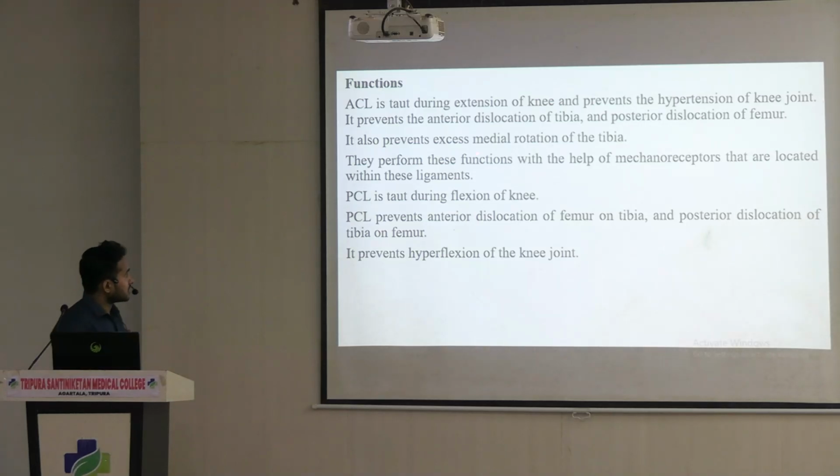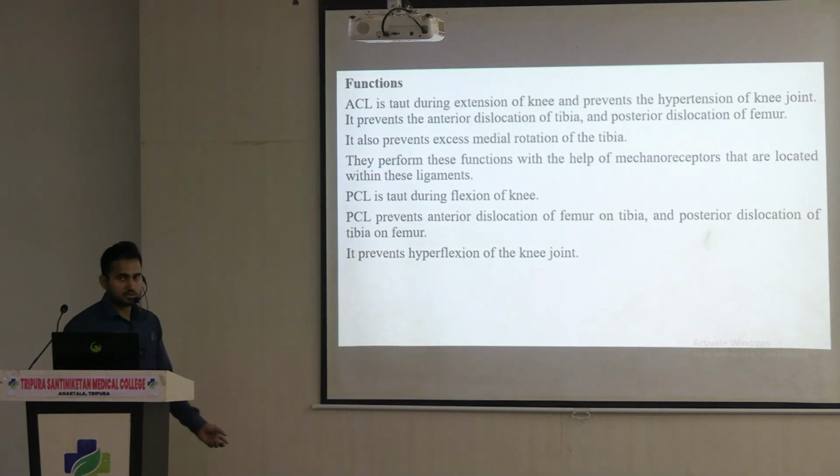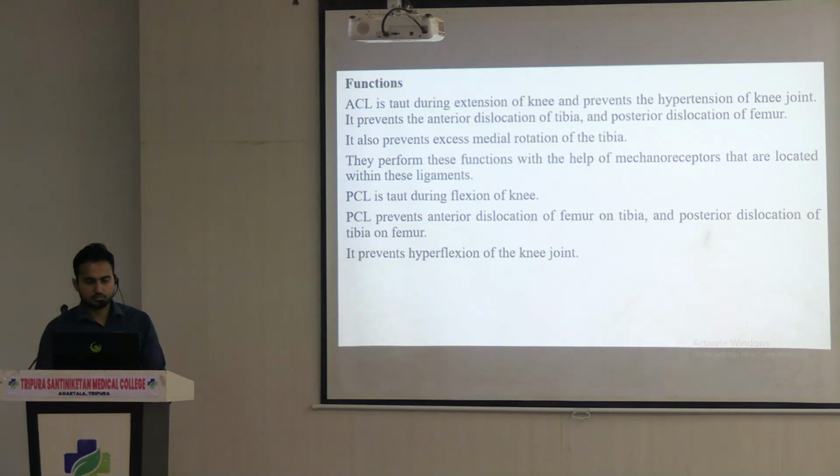Next, the function. So here you can see the ACL is taut during extension and the PCL will be taut in flexion, as I mentioned earlier. Next, it prevents the excess medial rotation of the tibia. Okay, and in case of the PCL, it is taut during flexion and prevents the anterior dislocation of the femur on the tibia and prevents the hyperflexion of the knee. So these are some important functions of the ACL and PCL.